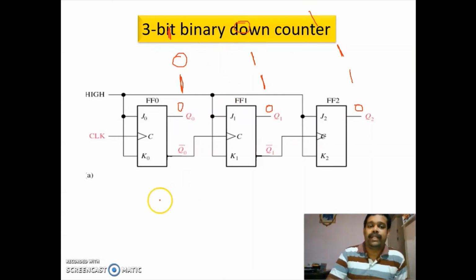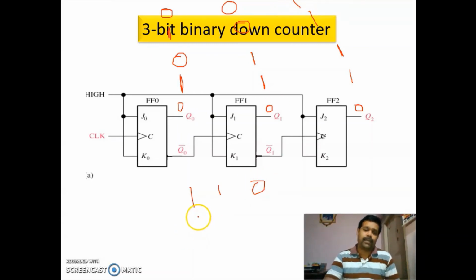Then during the next clock pulse, this 1 will be changing to 0. Since you are having 1 here, this output will not change. Since this output is not changing, this will not change either. Next, during the next clock pulse, this 0 will change to 1. Since you are having 0 here, the output of this flip flop will change. At that time, the input to this flip flop is 0, so this will also change to 0.